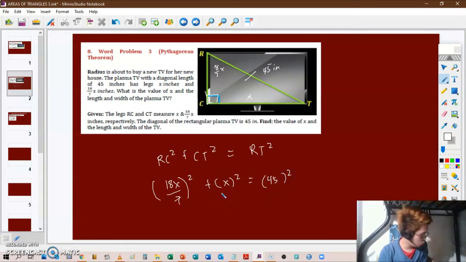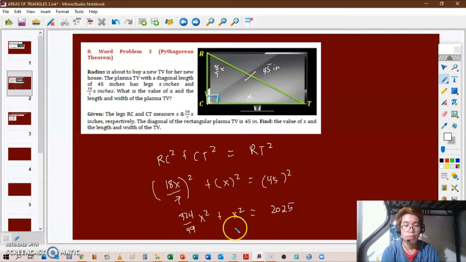So let's try to square this one. This is going to give us 18 over 7. When we square that, it's going to give us 324 over 49 x squared plus x squared, equal to 45 squared. That's going to give us 2025. Solving for the value of x, this is going to give us 49 over 49.